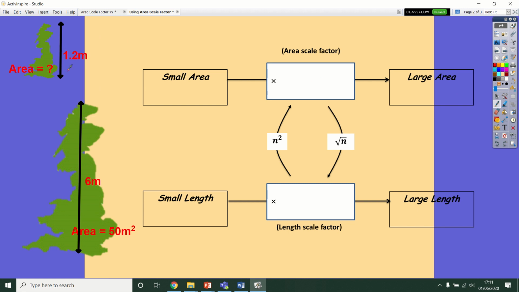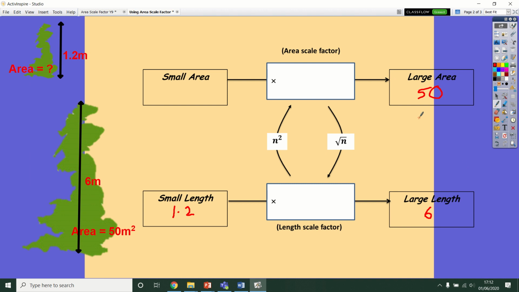So here's another one. I've got maybe a small map of the UK, and then one that's been blown up to make it bigger. So what I want this time is the smaller area, but I've got these two lengths to work with as well. So let's put them in. I've got small length 1.2, large length is 6, and large area this time is 50.